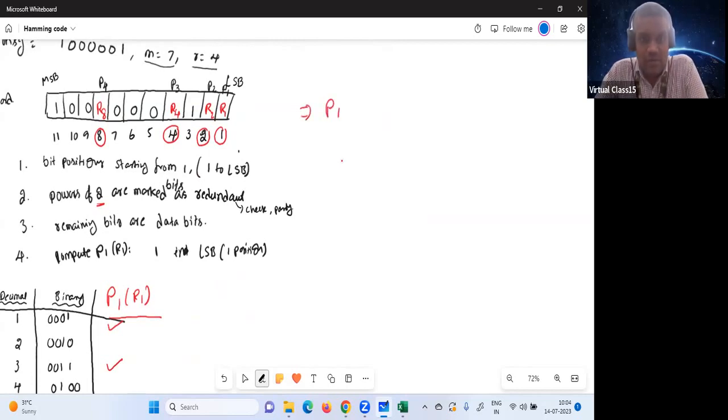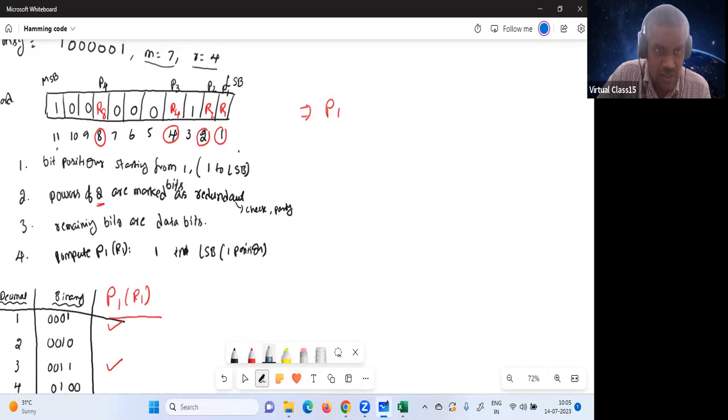So you have to consider bit positions 1, 3, 5, 7, 9, 11, right? Considering all those bits, I will use this color and put a dot mark. This bit we have to consider, and this bit we have to consider, right? 1, 3, 5, 7, 9, 11. All the dotted bits we have to consider.